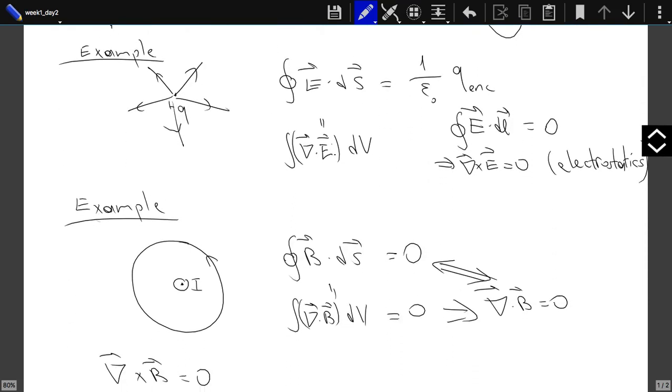But when you look at the magnetic field lines of an infinite straight wire, it's not diverging from any point. It's not starting, it's not ending. So that's why the divergence is 0. But it is rotating around this point. So its curl is non-zero. Curl, in a sense, measures the rotation of the field lines.